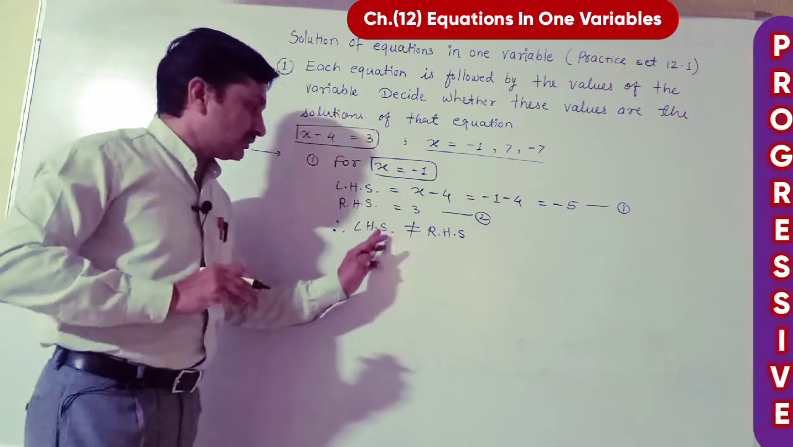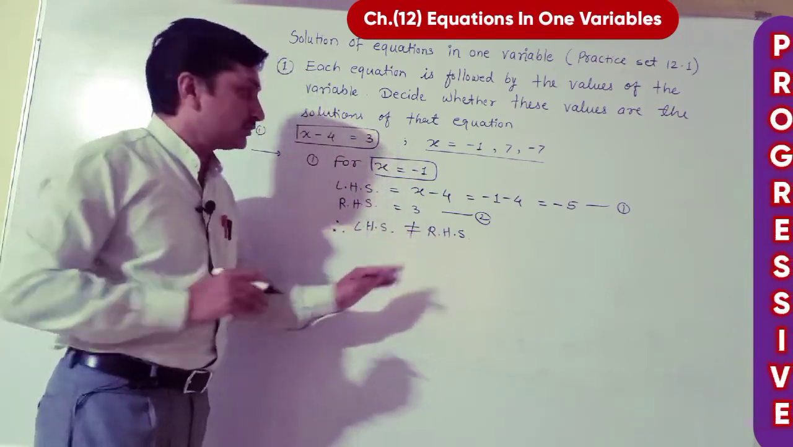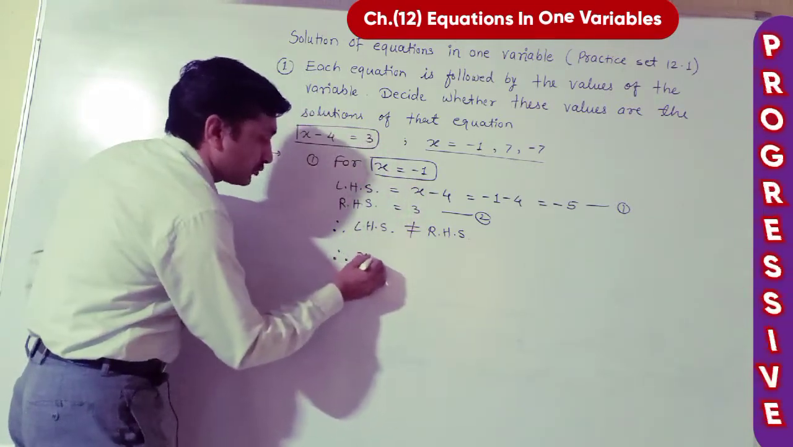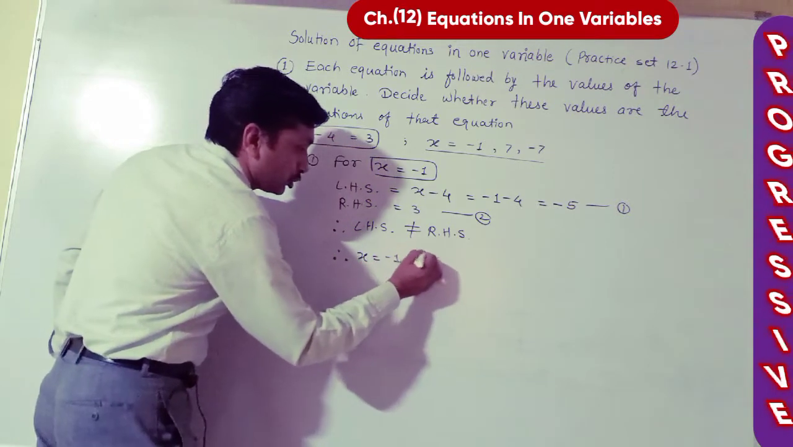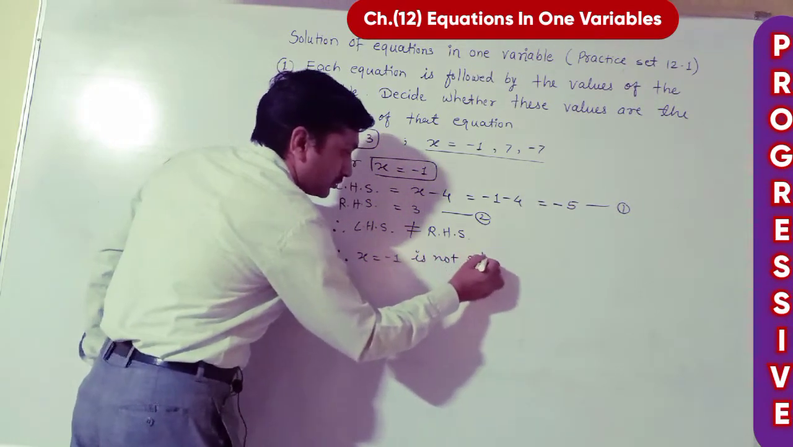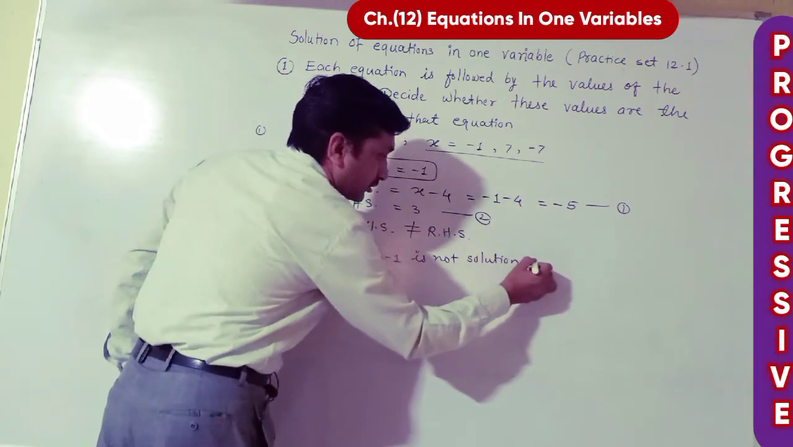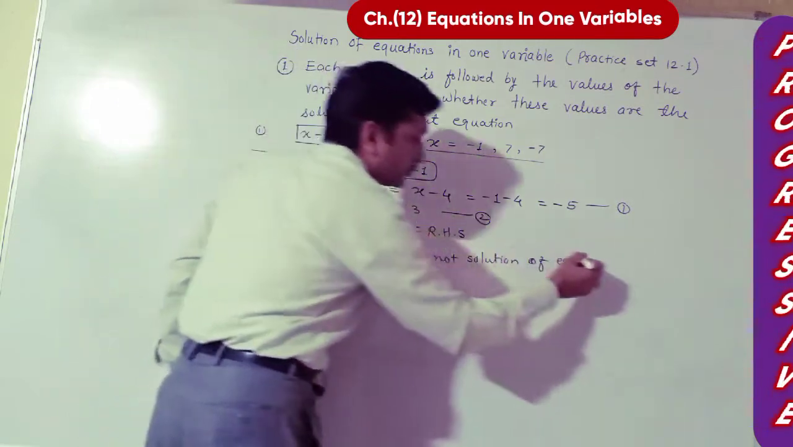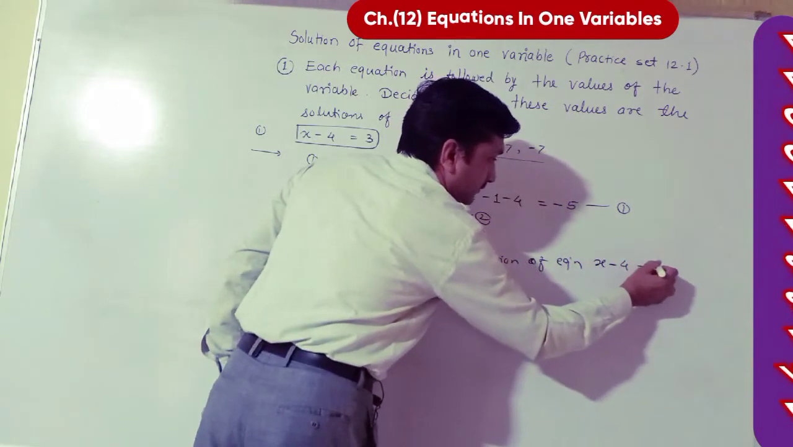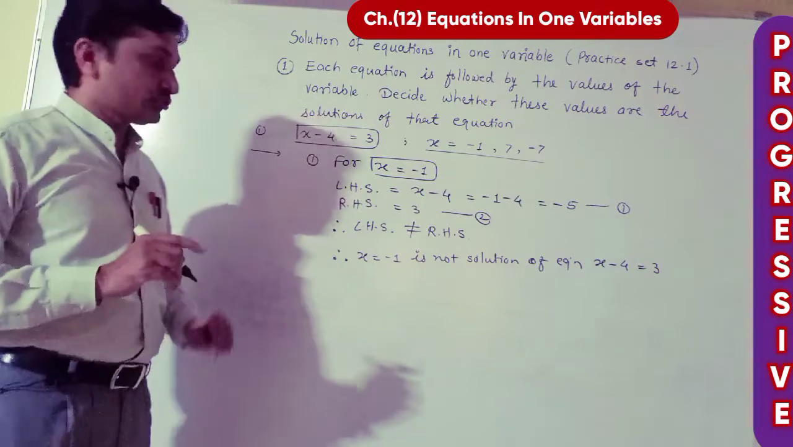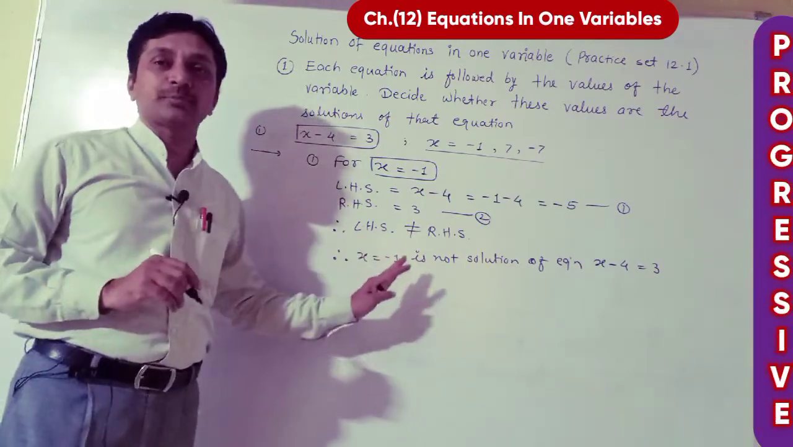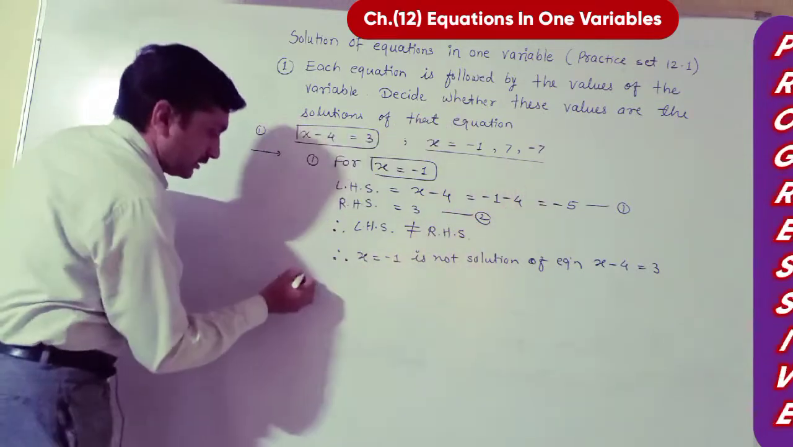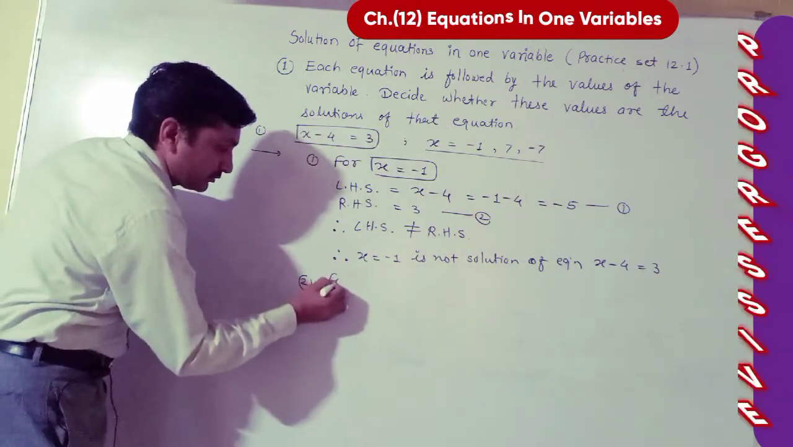As the left hand side and right hand side are not equal, this value is not a solution. Therefore, x is equal to minus 1 is not a solution of the equation x minus 4 is equal to 3. In this way, we have to find for the second and third also. Now let's check the second.